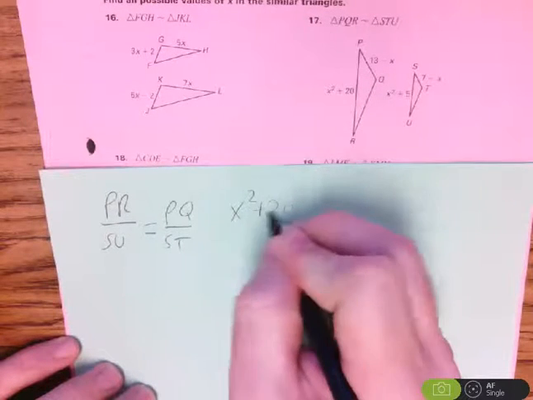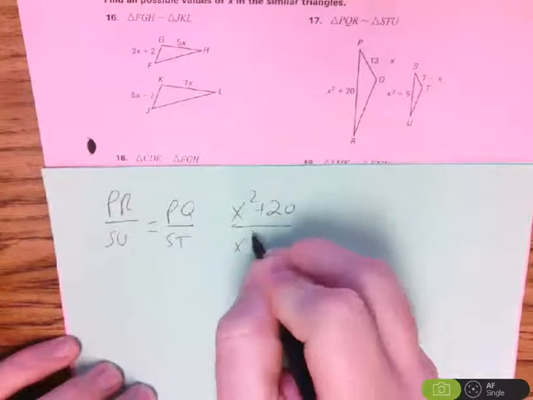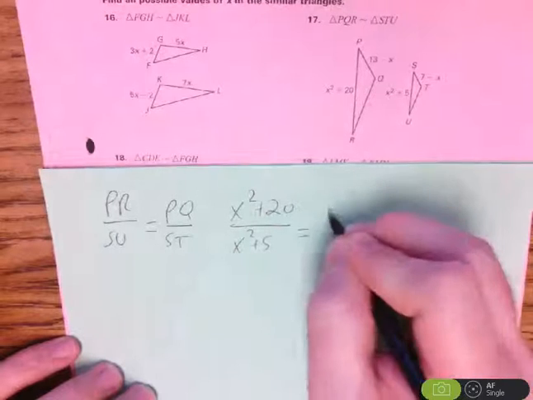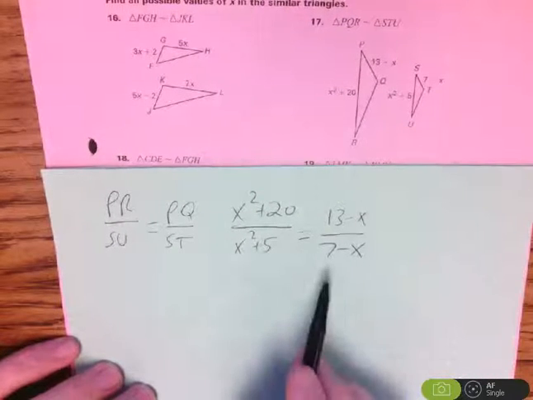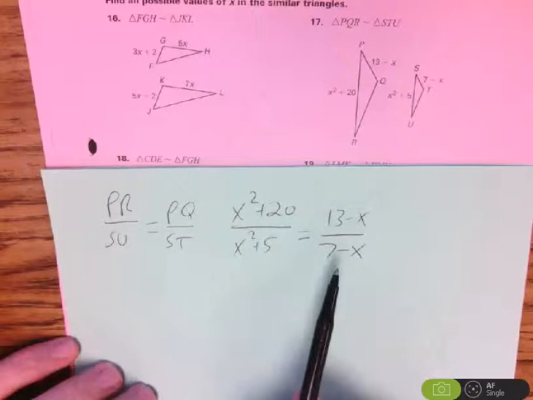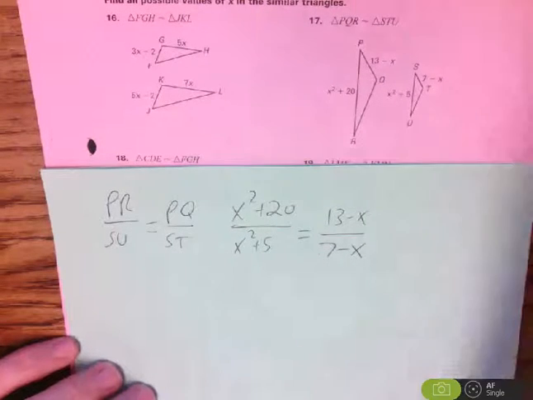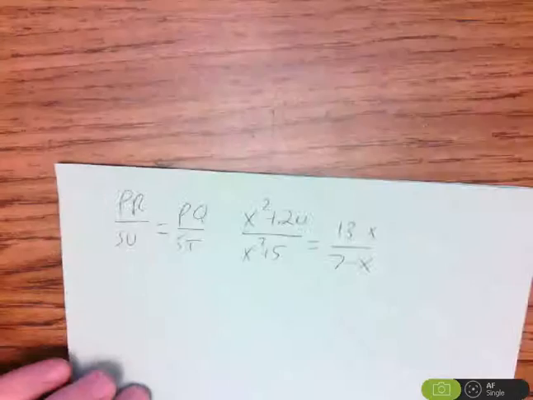x squared plus 20 over x squared plus 5 must equal 13 minus x over 7 minus x. And then from here, in all honesty, the geometry part's pretty much done. Now it's just a matter of the algebra part. So hopefully you're able to at least get that set up.